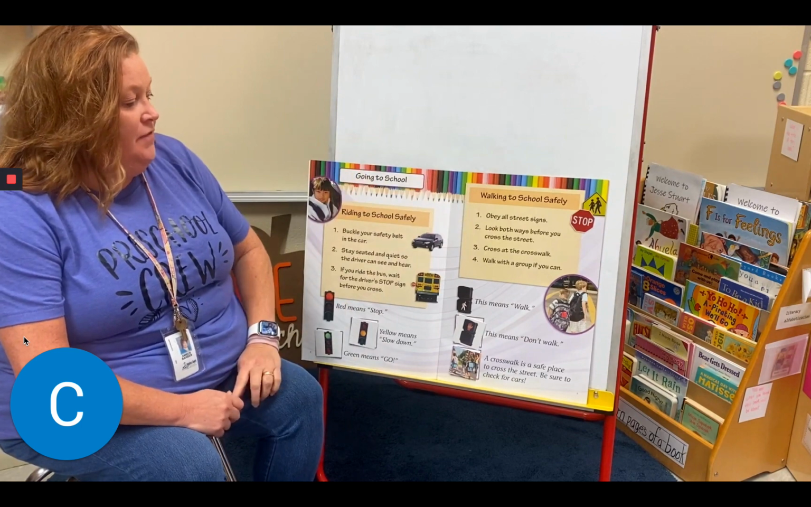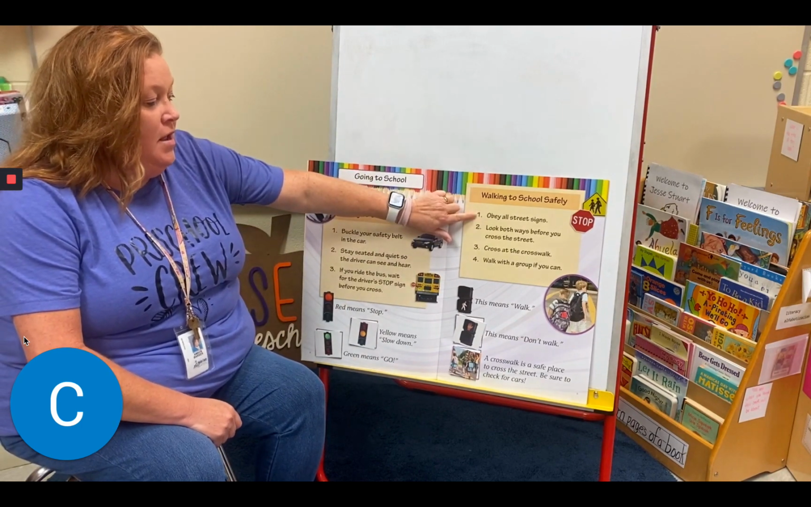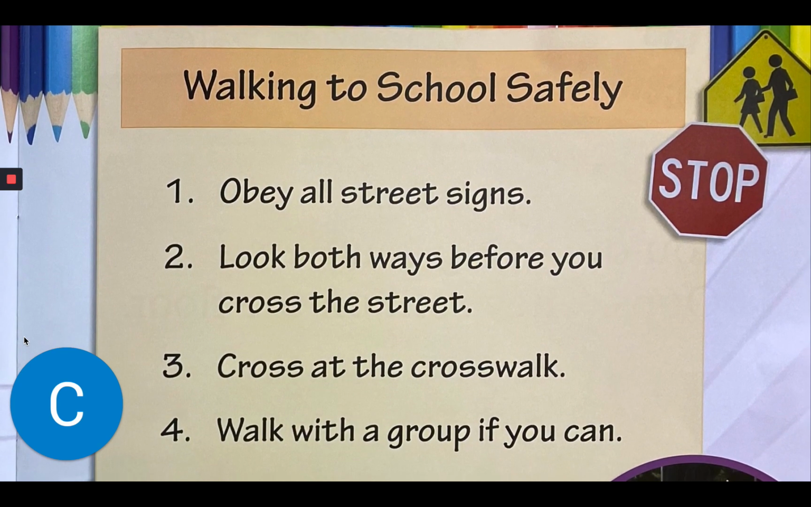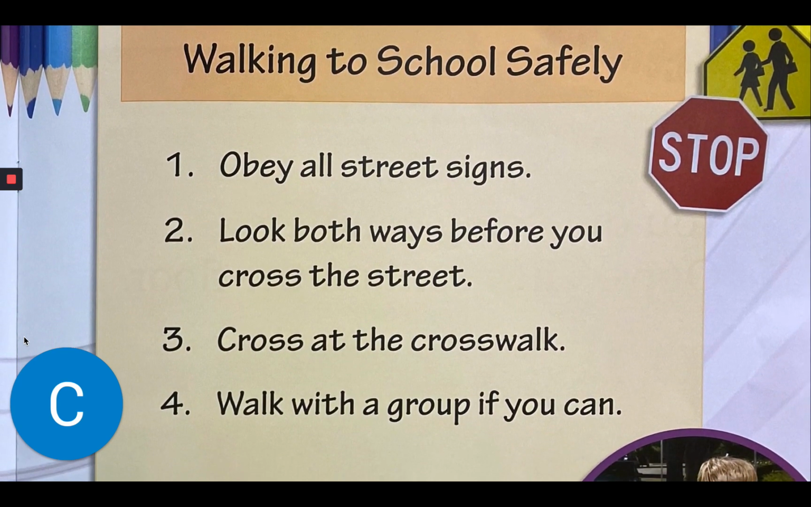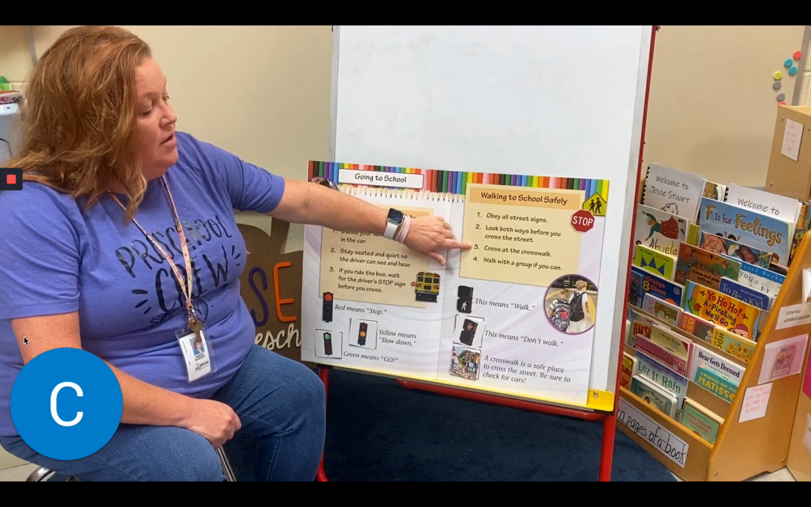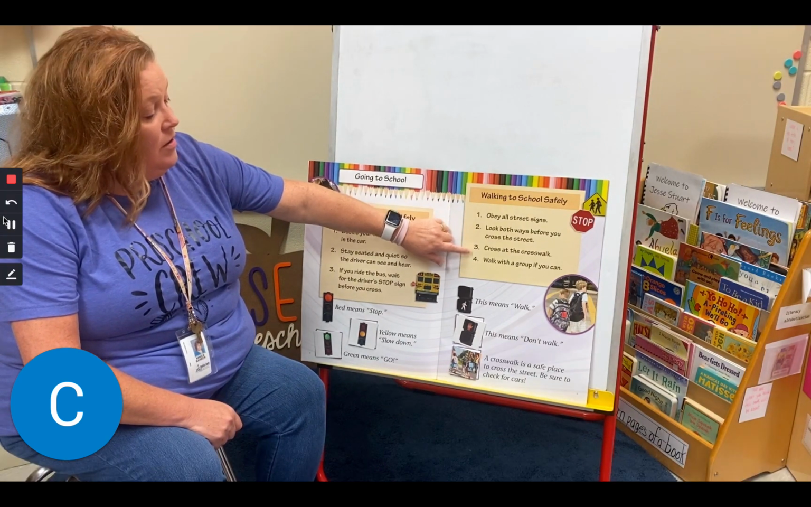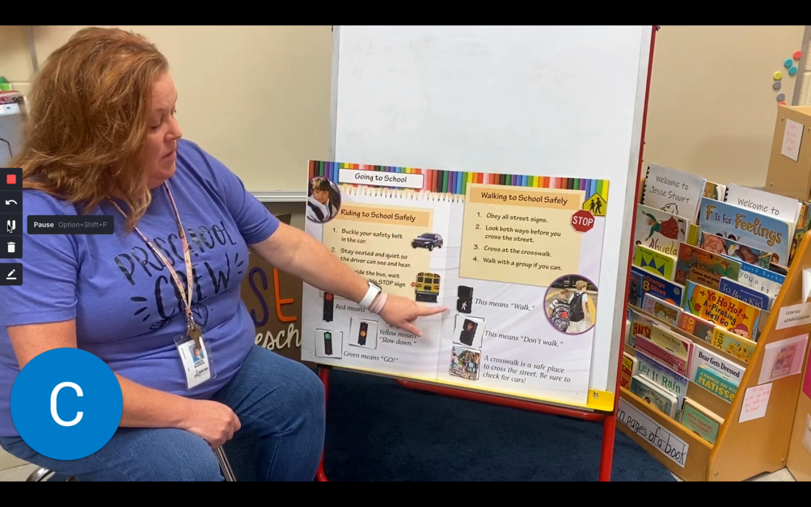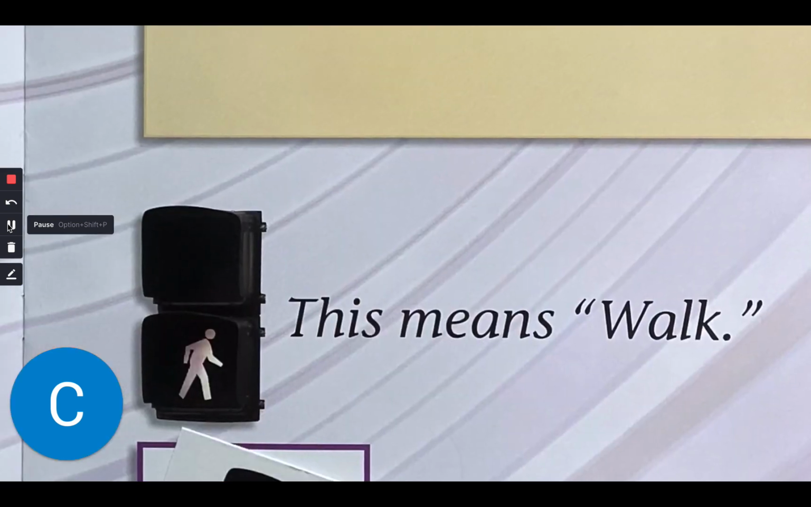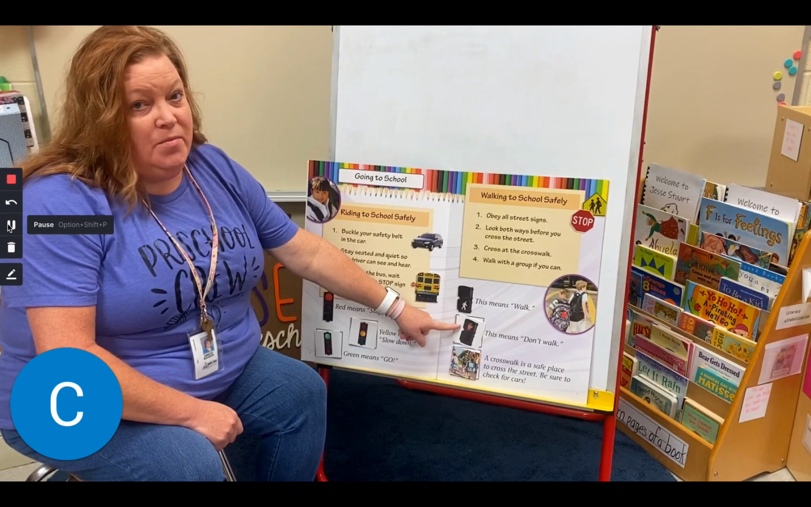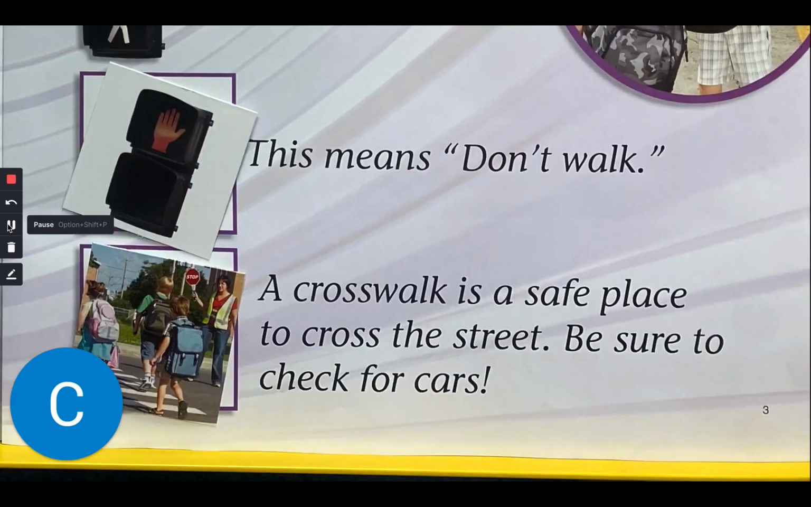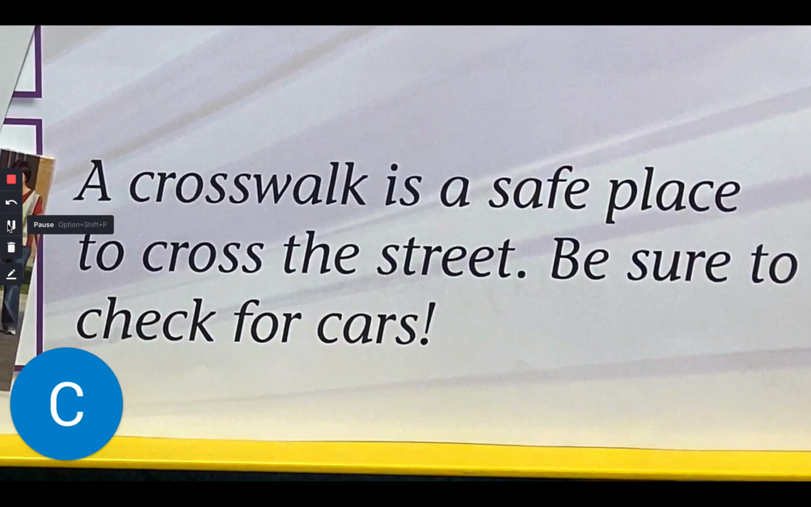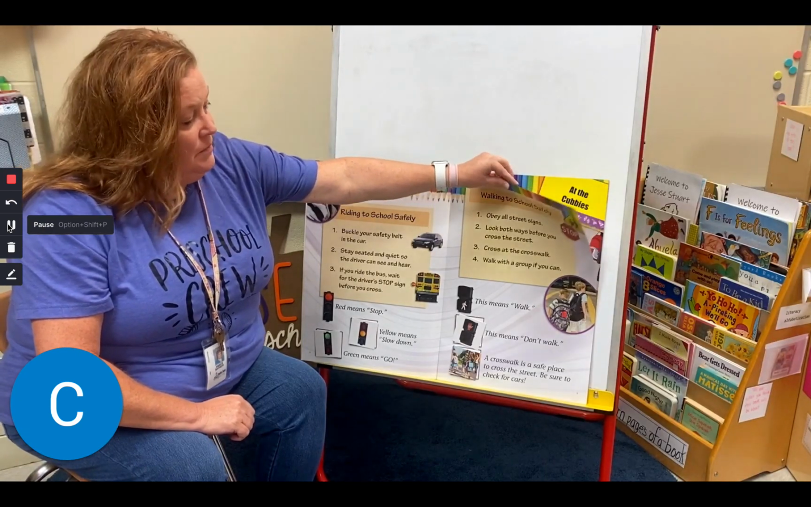Walking to school safely. 1. Obey all street signs. 2. Look both ways before you cross the street. 3. Cross at the crosswalk. 4. Walk with a group if you can. This little sign means walk. This one means don't walk. A crosswalk is a safe place to cross the street. Be sure to check for cars.